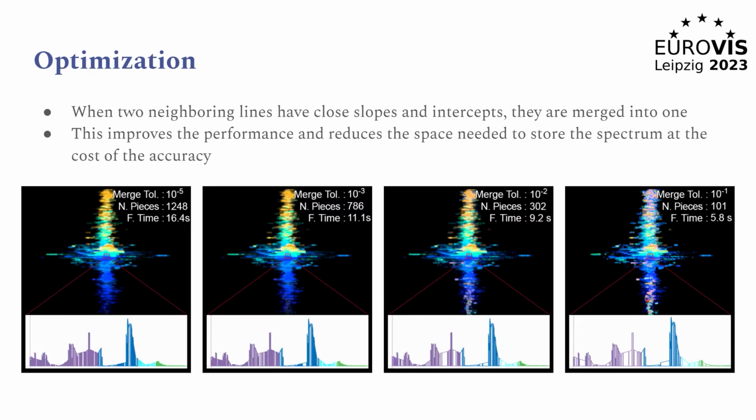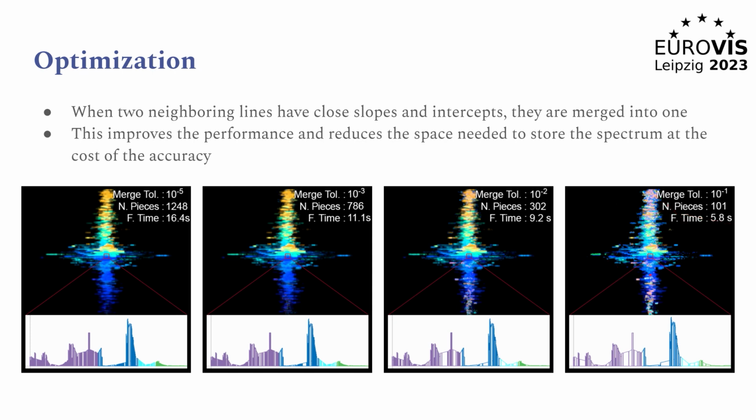Lastly, to optimize our method, we proposed a merging mechanism. When two neighboring lines have close slopes and intercepts, they are merged into a piece. This improves the performance and reduces the space needed to store the spectrum, at the cost of accuracy. For instance, by increasing the tolerance, we noticed that the number of pieces went from more than 1,000 to 100 pieces only, and the time was also improved by a lot. However, the accuracy was heavily affected.